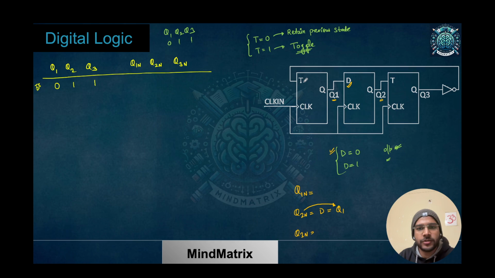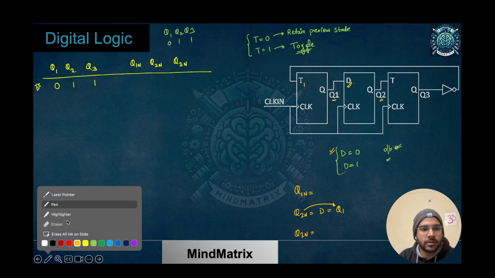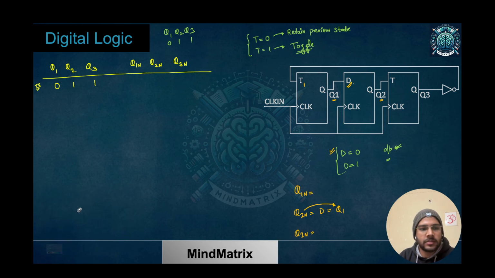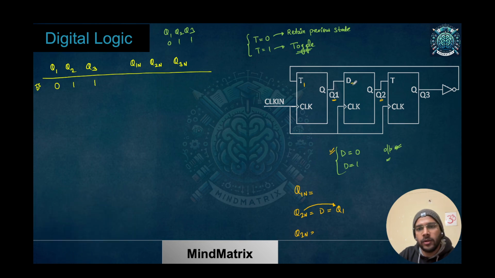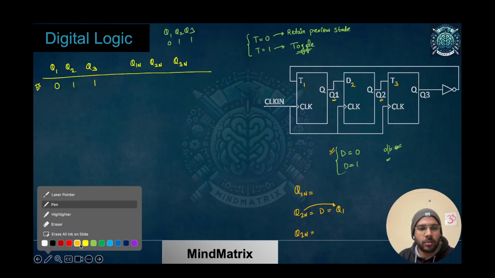denote this, as this is a first flip-flop. Let's write T1 here. This is a second flip-flop, so let's write a D2 here. Just a minute, let me erase this. Okay, now let's write D2 here, and let's say this is T3, just to differentiate between them, as there are two T flip-flops. So that we don't commit any mistake, and you also need to do it that way.